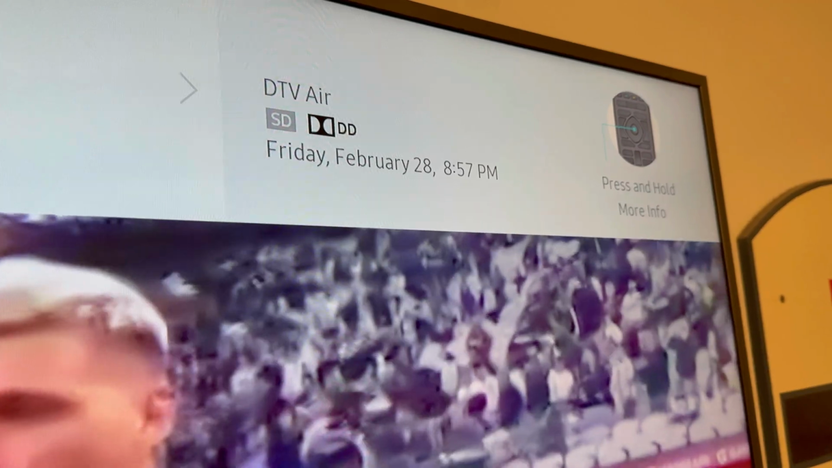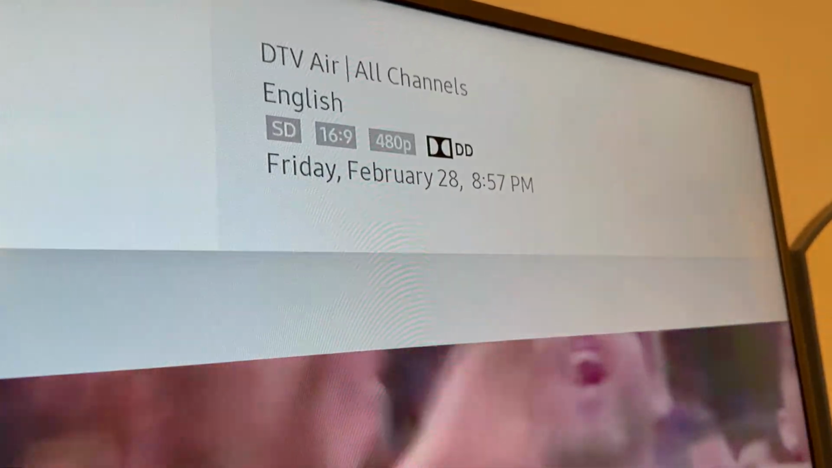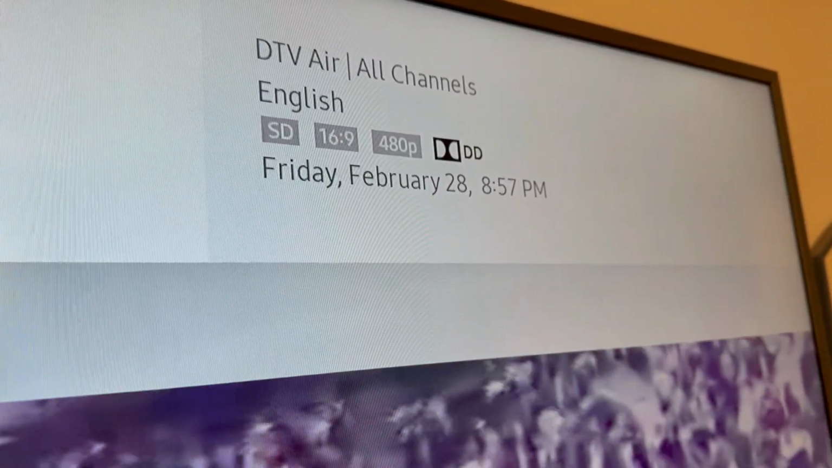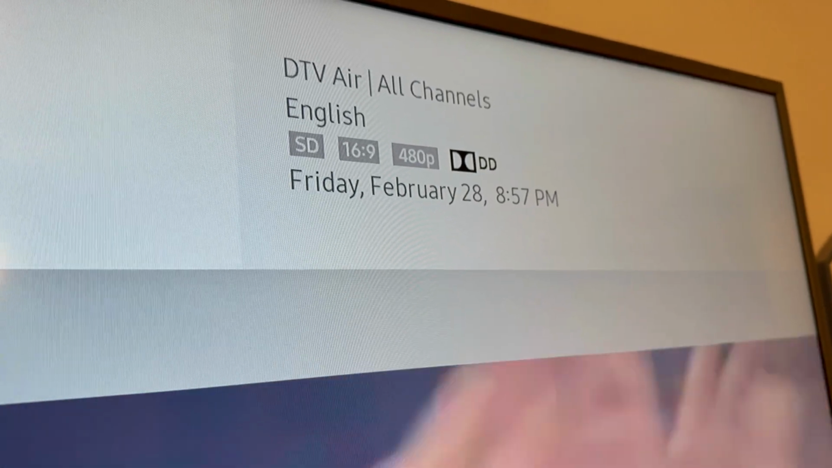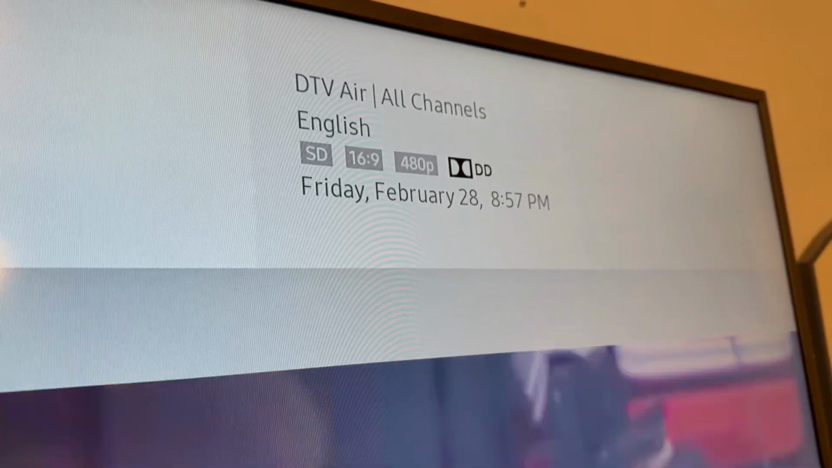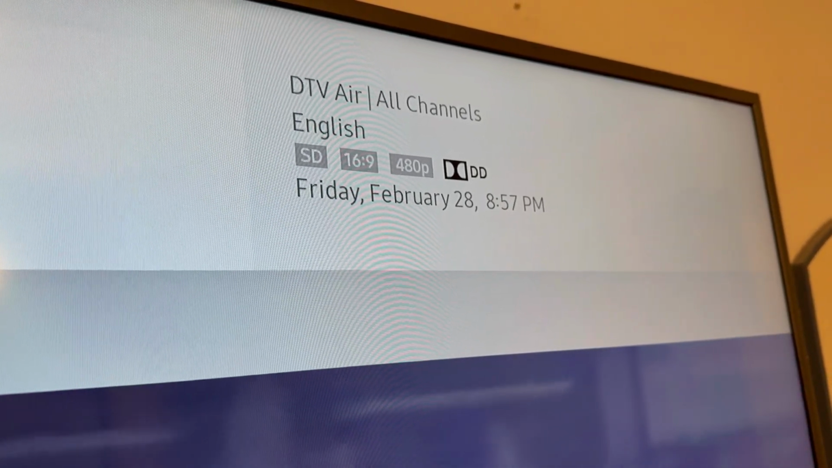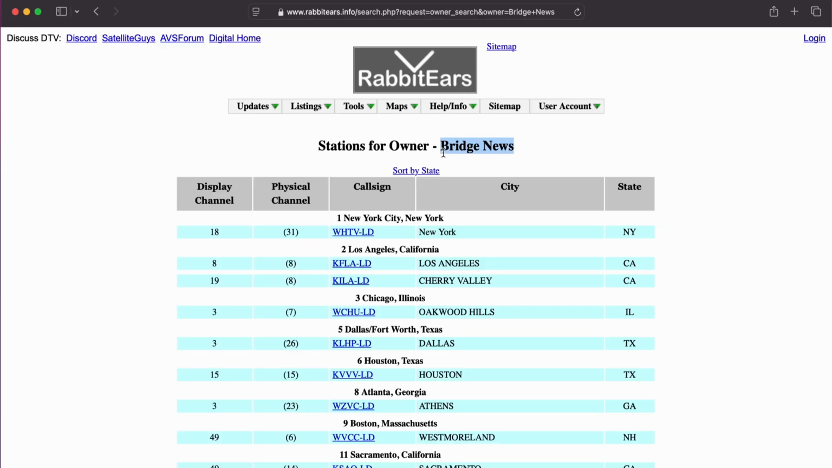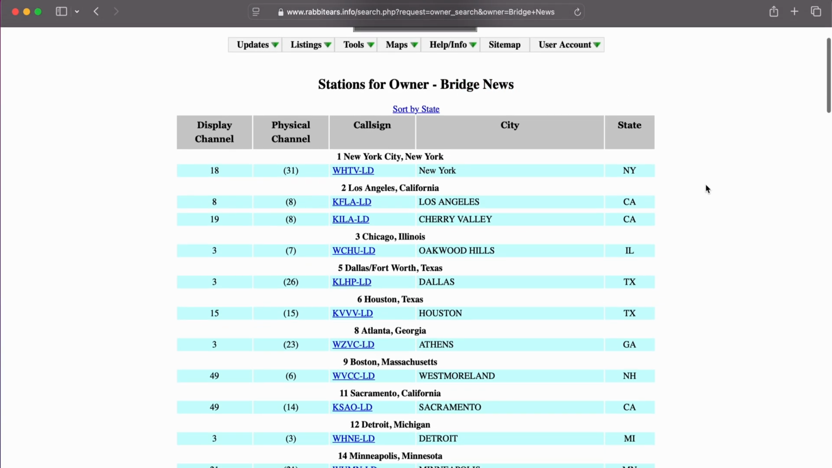I was happy to see that a lot of the channels were actually in 480p instead of 480i, but my enthusiasm for such a low resolution in a progressive scan unfortunately shows the state of over-the-air TV broadcasts in the United States. There's a good chance that a Bridge News broadcast is available in your area.